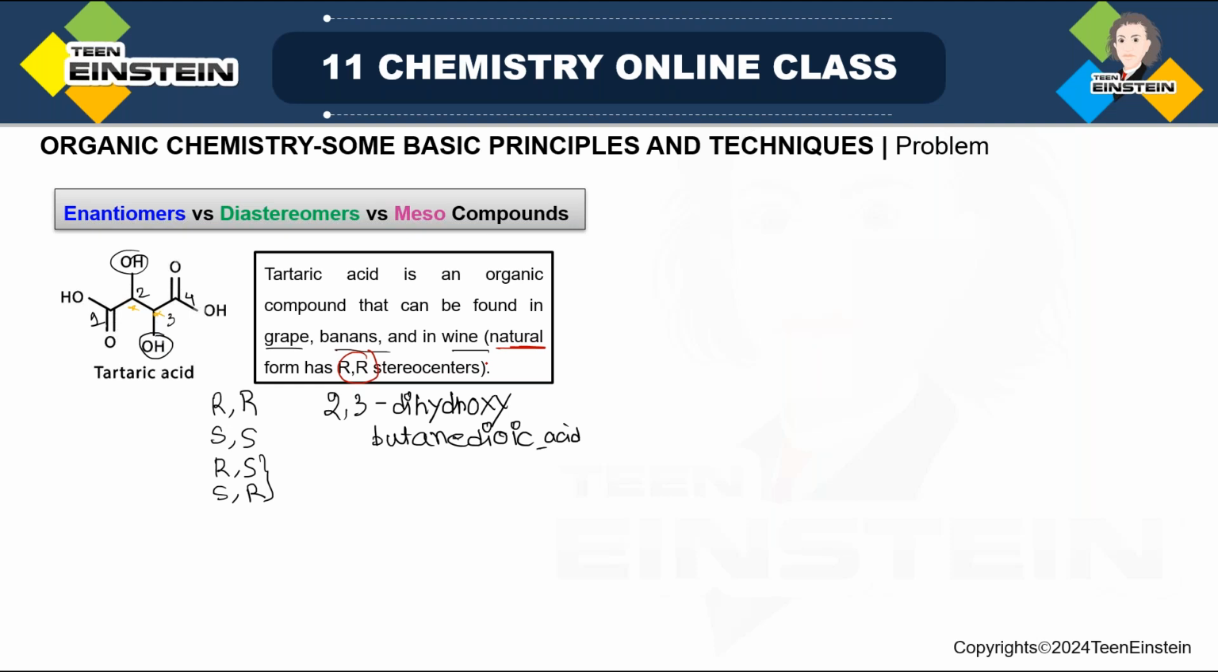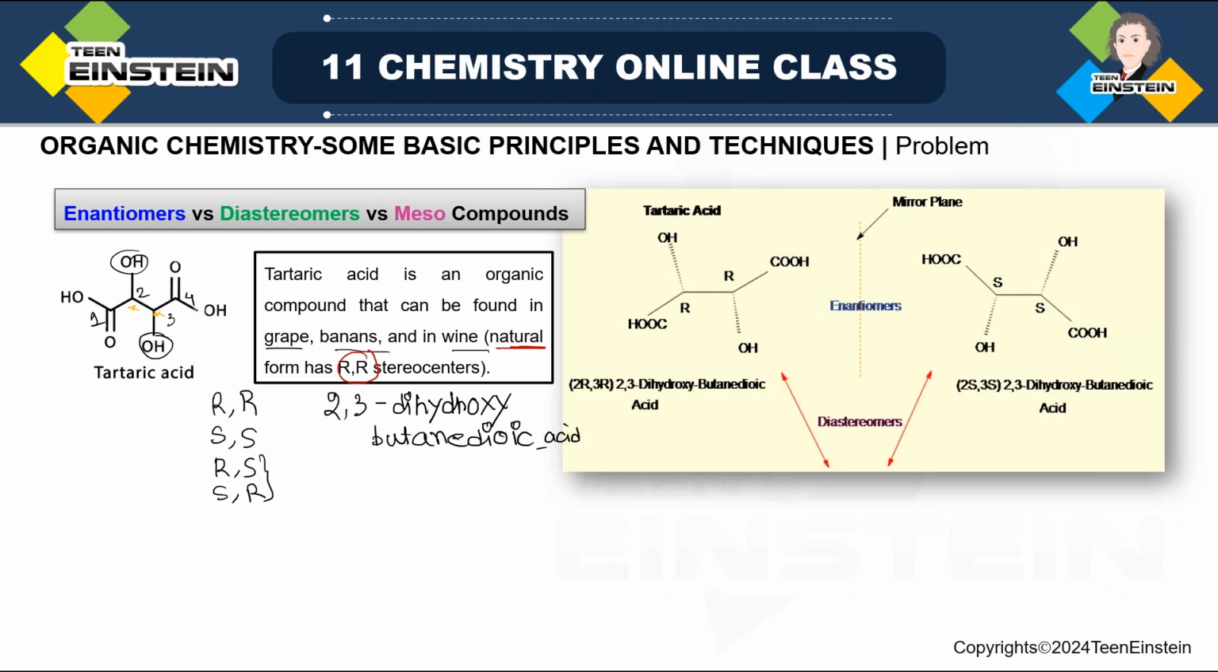And if RR is the natural form, SS you can prepare in the laboratory, or the RS form you can prepare in the laboratory. But naturally the compound that you are getting from grapes, bananas, fruits, wine will always have RR stereocenters. It cannot be any other, because that is the original form. Artificial forms SS, SR, RS we can generate in the laboratory. Now we will see all the possibilities. Tartaric acid: this is the natural form, because both chiral centers are RR.